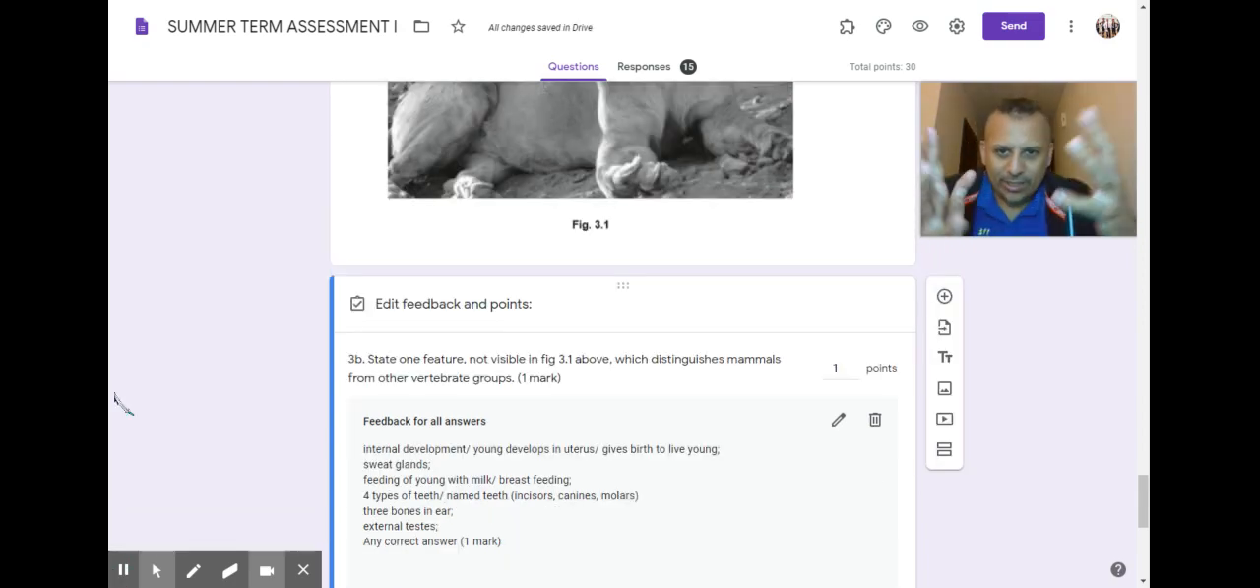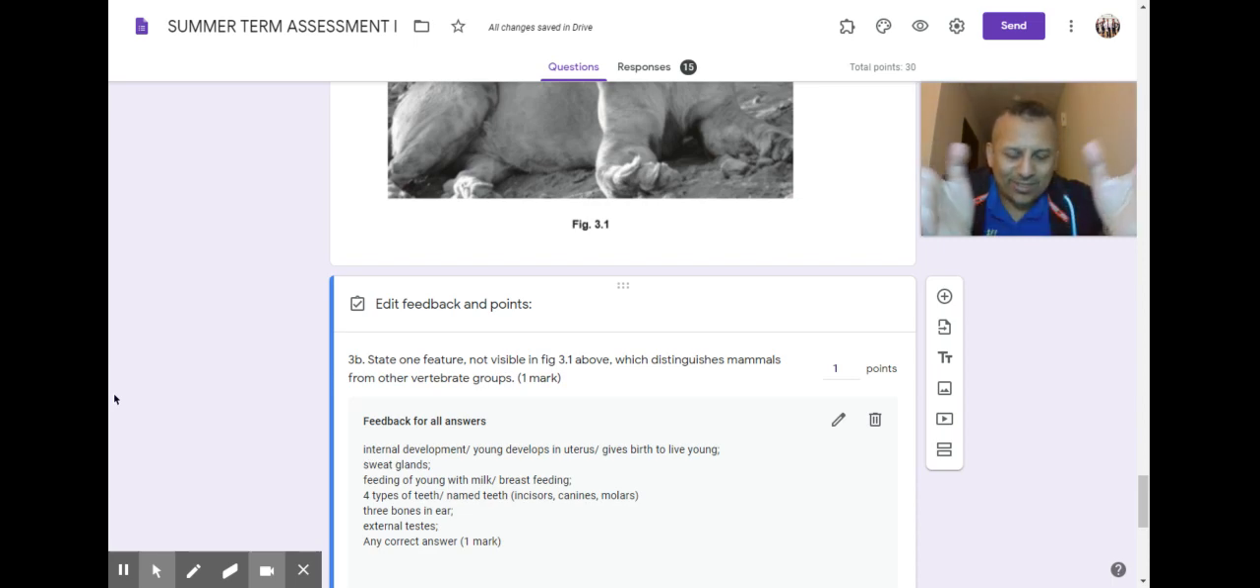So, features not visible in the picture that has just preceded this question: you can talk about the young, the fact that they develop in the uterus. Sweat glands are actually a feature of mammals as well. You can talk about how the actual young are fed. They're fed with milk. You can talk about the fact that they've got 4 types of teeth. You can even name them: incisors, canines, molars, premolars. That's a feature of mammals themselves.